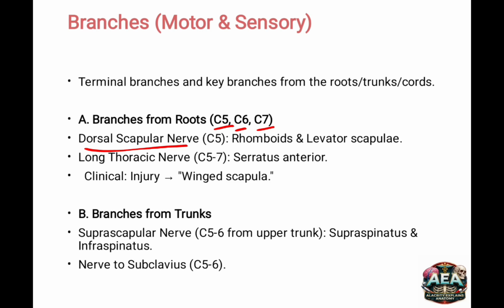So the dorsal-scapular nerve is a branch from the roots C5, C6, C7, and it supplies the rhomboid muscles, that is the rhomboid major and the rhomboid minor. It also supplies the levator scapulae, while the long thoracic nerve, root value C5 to C7, supplies the serratus anterior muscle. So whenever there's a lesion to this long thoracic nerve, which supplies the serratus anterior muscle, we have what we call winged scapula.